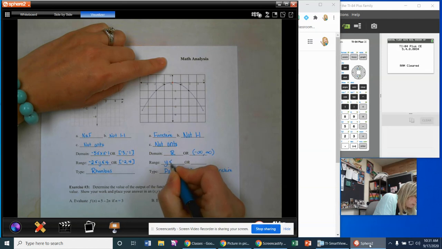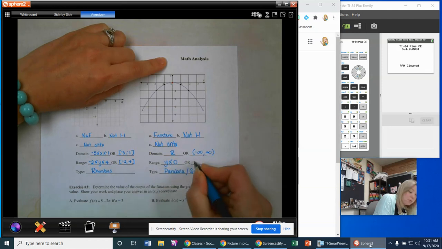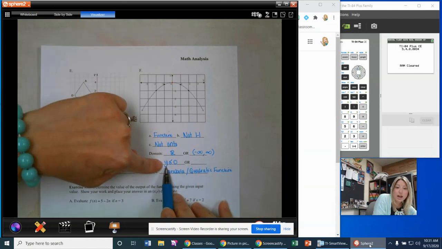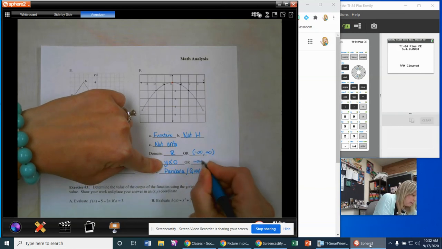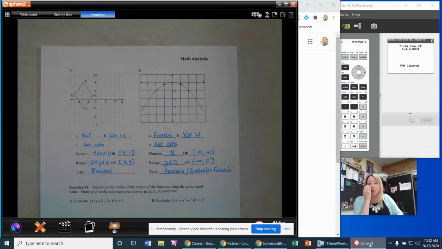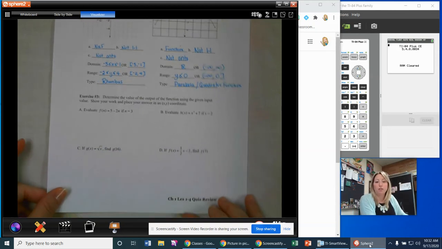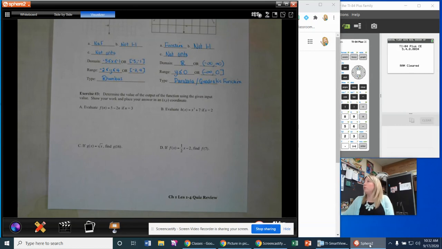So y always has to be less than or equal to 0, which means that negative infinity is where this guy is heading. That's the lowest number in the interval, and 0 is the highest number in the interval. Okay, so when you're making that interval notation, that negative infinity is on the left and the 0 on the right.